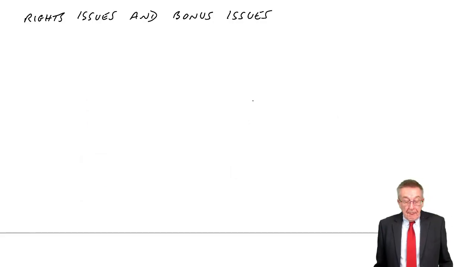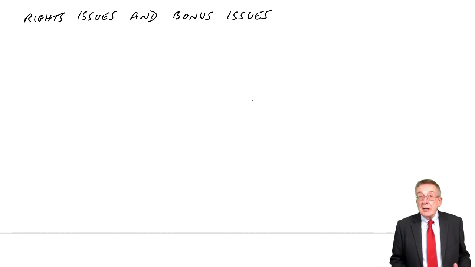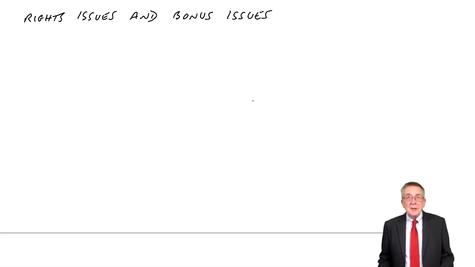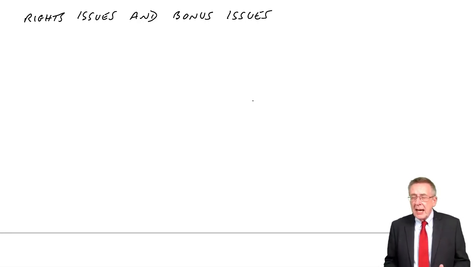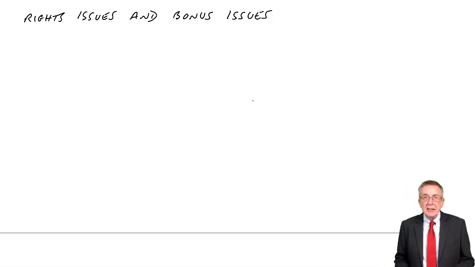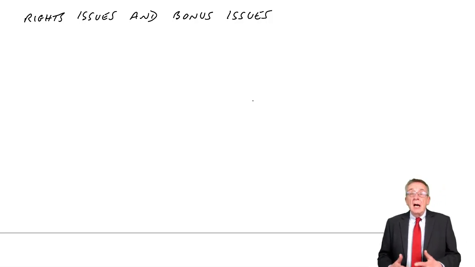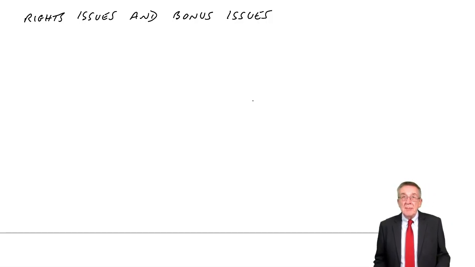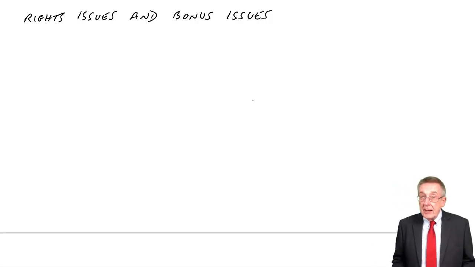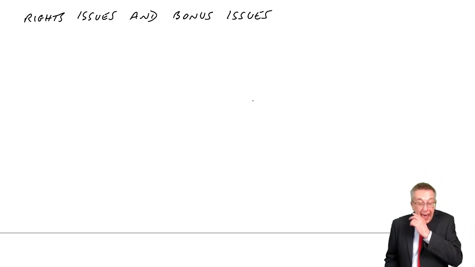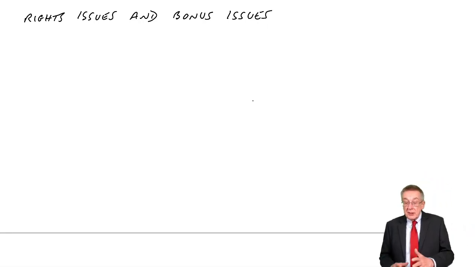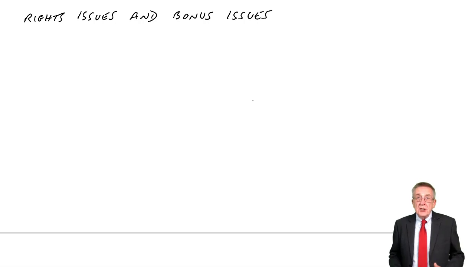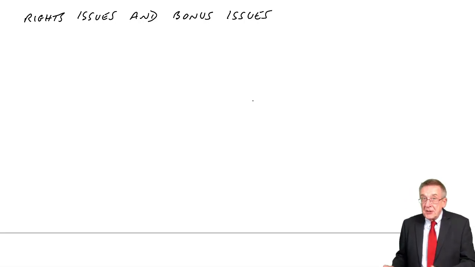All right, in the last lecture, I showed you how we deal with an issue of shares. We credit share capital with the nominal value of the shares. If we were charging more than nominal value, the extra is called the premium, and we credit that to the share premium account. In this lecture, I want to look at two ways in which shares are issued: rights issues and bonus issues.